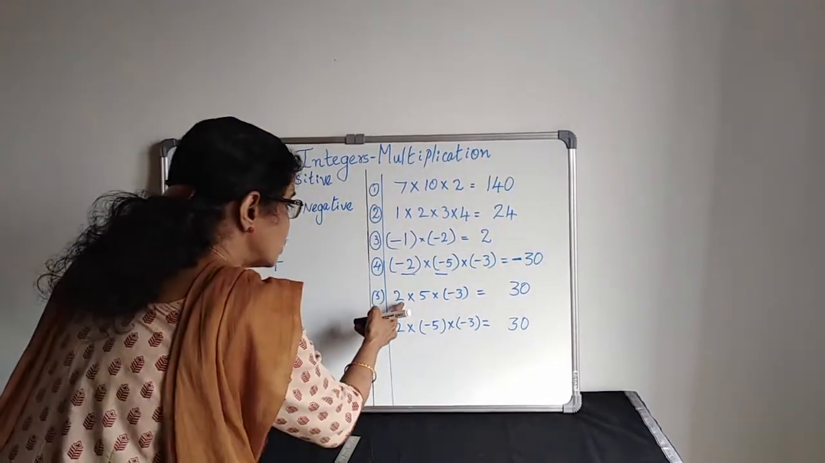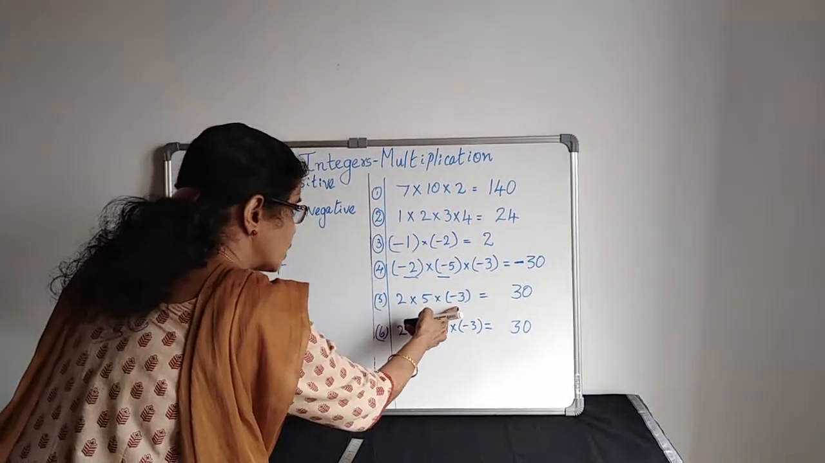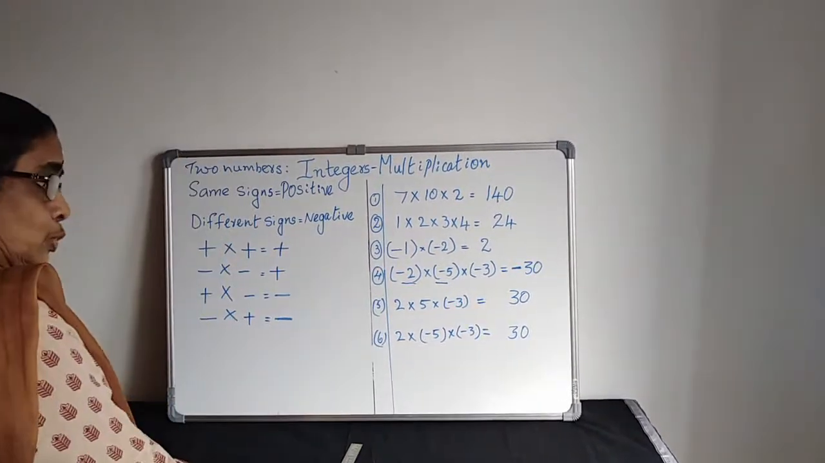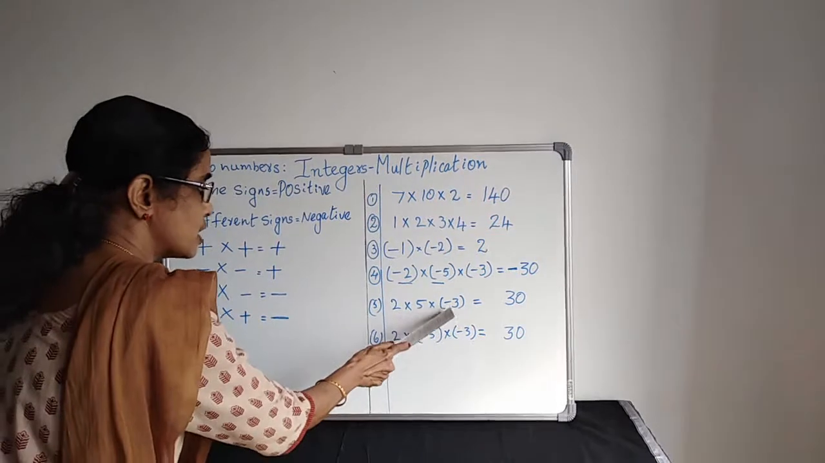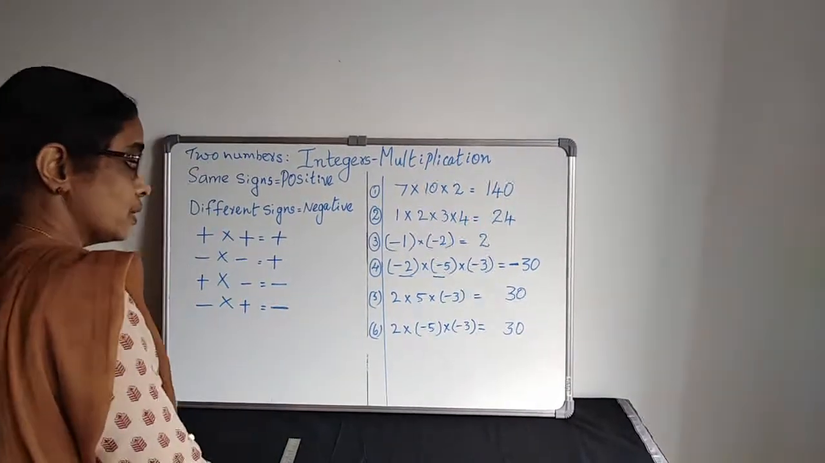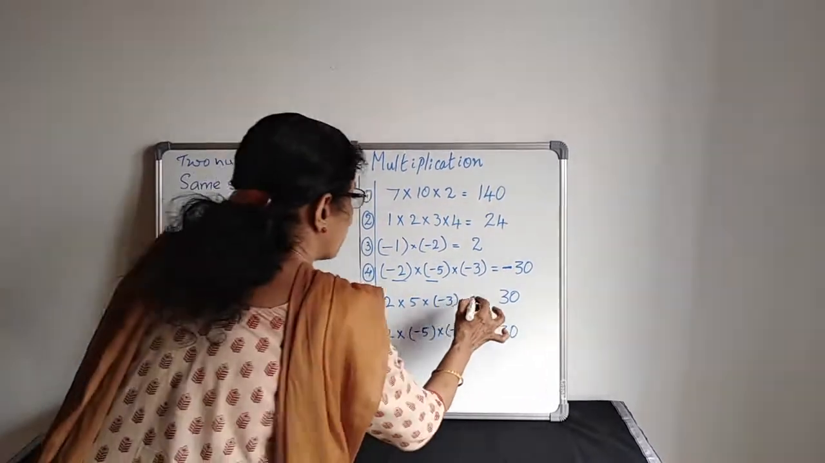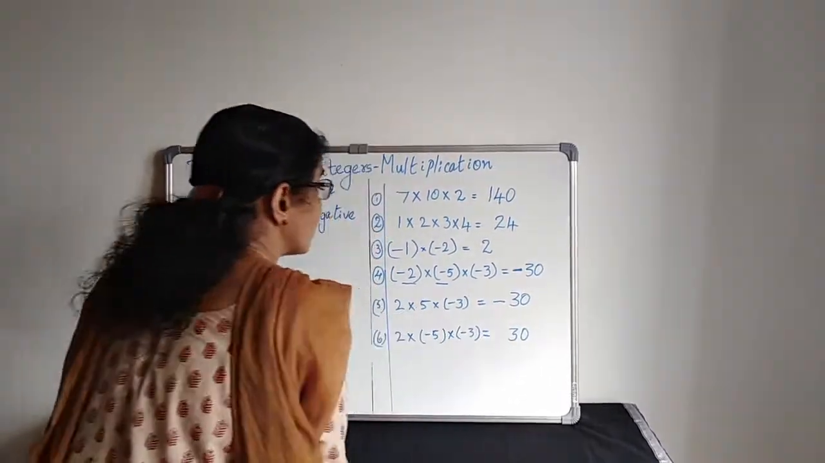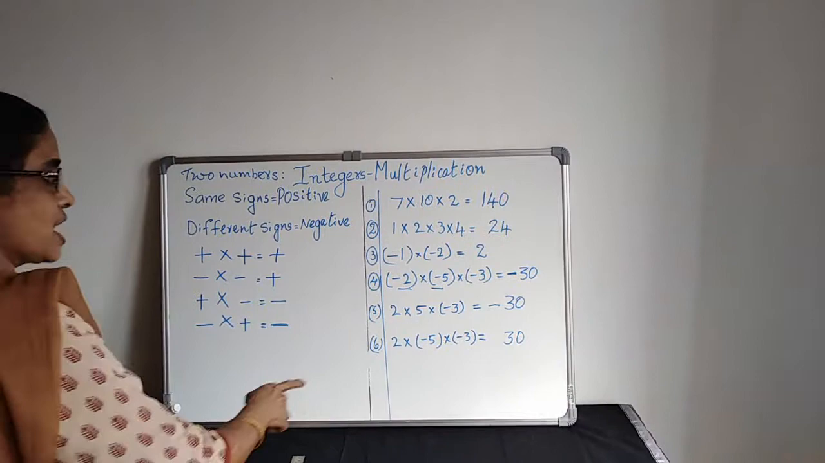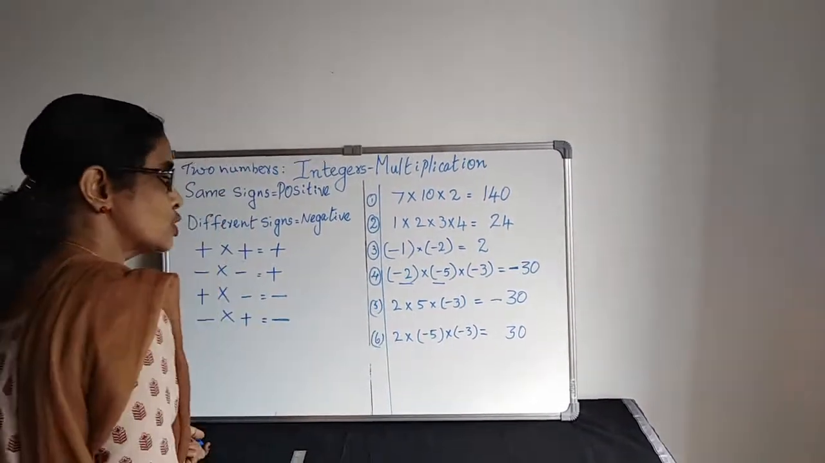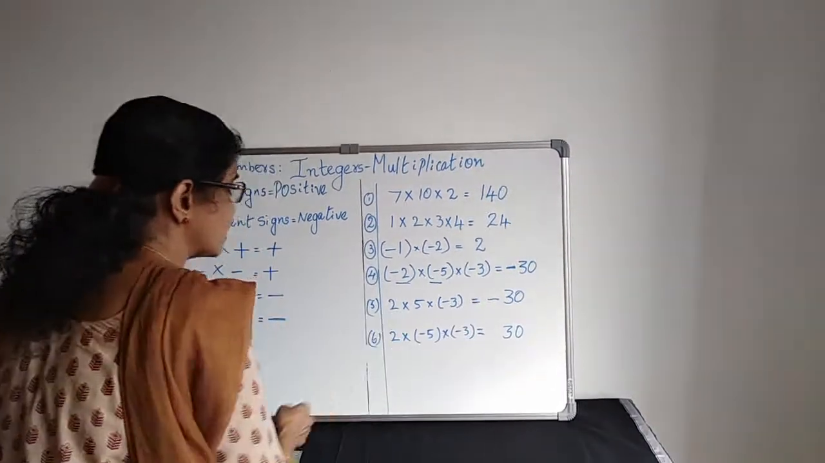Next question. 2 times 5 into negative 3. 2 times 5 is 10. 10 into 3, 30. Could you give me the answer sign? Negative, ma'am. Negative why? Odd number of negatives are present. Yes, only one negative. So, the answer is negative 30.